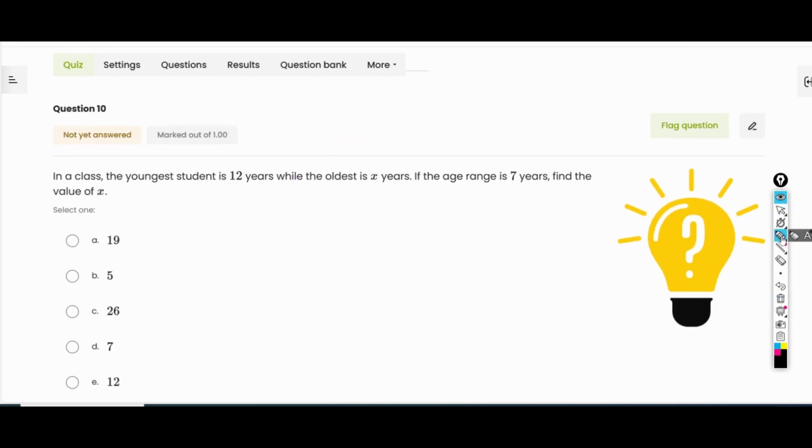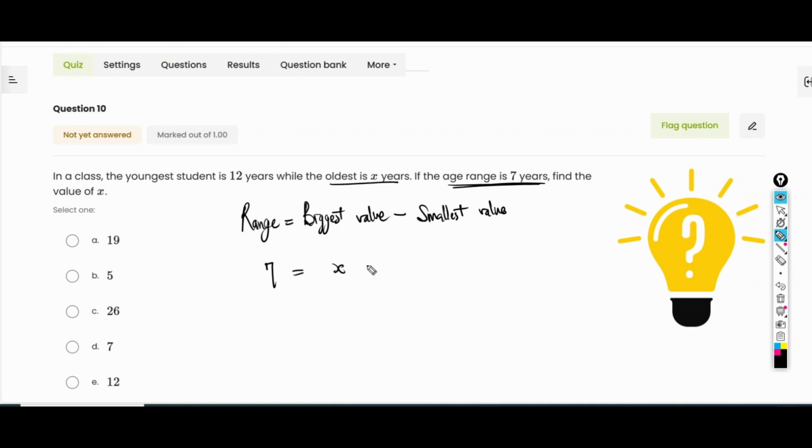So in a class, the youngest student is 12 years, while the oldest is x years, and the range is 7 years. Okay, so we've already been given the formula that the range will be the biggest value minus the smallest value. So the age range is 7. The biggest value, we don't know, that's x, because the oldest is x, minus the smallest value, which is the youngest student, is 12.